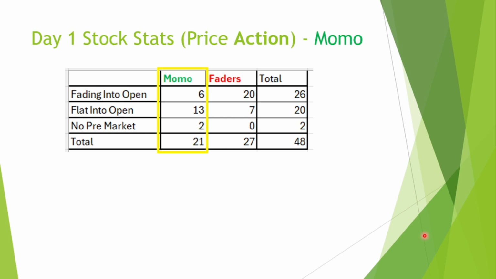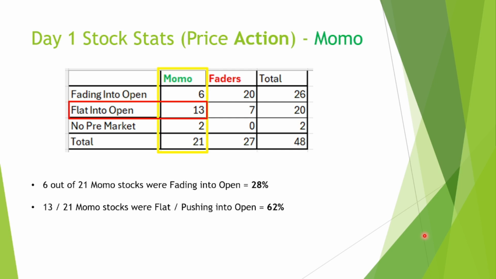Gotta keep this video under 15. So we're doing the same thing: we're going to put together momentum and the faders, and look at the price action of the pre-market. Fading into open is what we looked at earlier, that ski slope action. So 6 out of 21 momentum stocks faded into open. A small portion of the momentum stocks faded.